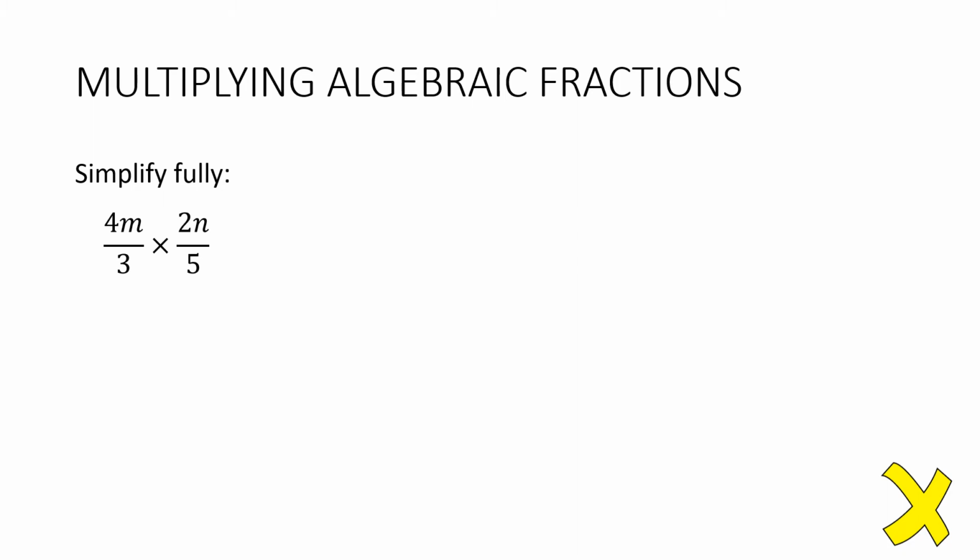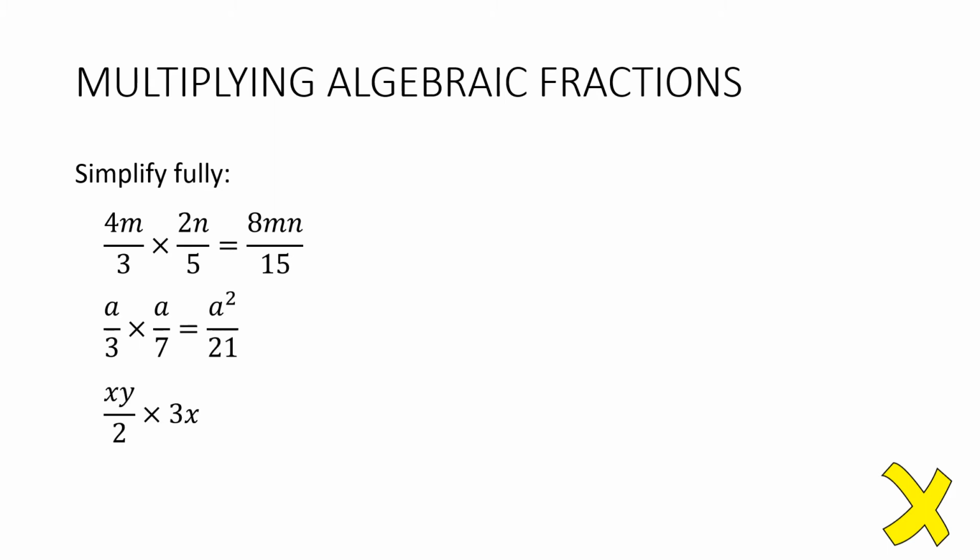What's 4m multiplied by 2n? So we start with the numbers. 4 times 2 is 8, and then our pronumerals in alphabetical order. So here's our answer, 8mn on 15. Here's another one. Multiply across the top gives us a squared. Multiply across the bottom gives us 21. Answer, a squared on 21.